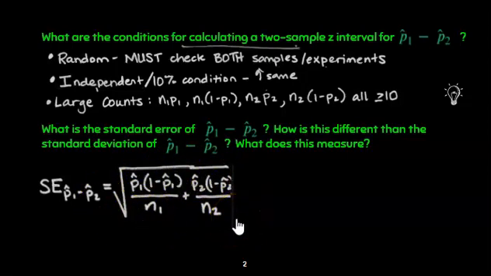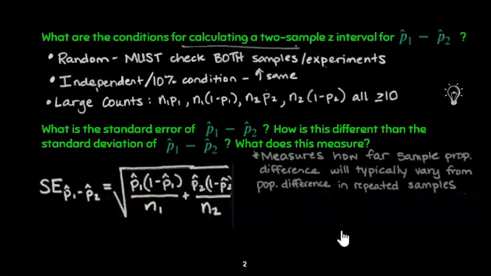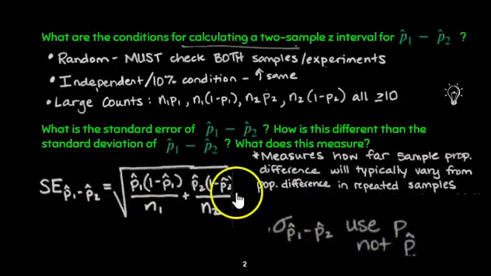All right, so how is that different than standard deviation? Well, in standard deviation, we don't use p hats. We use the true proportions. So this is what we're going to use in our confidence interval, because all we have to work with when we're doing a confidence interval is a sample proportion, or a p hat. And this measures how far a sample proportion difference will typically vary from a population difference in repeated samples.